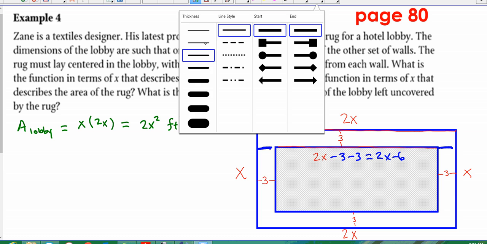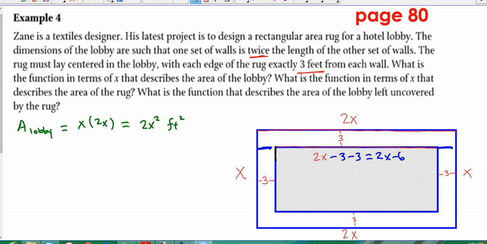And then if I look at my other length of the rug, that would be this length. So we know that this entire length is x, and I need to take away this length of 3 and this length of 3, which means this simplifies to x minus 6. So I now have my length and my width, or vice versa. So that means that the area of my rug is equal to a side length of 2x minus 6 and a side length of x minus 6.